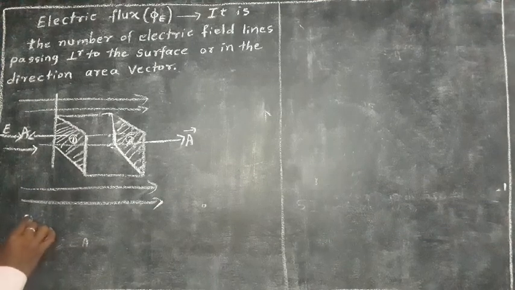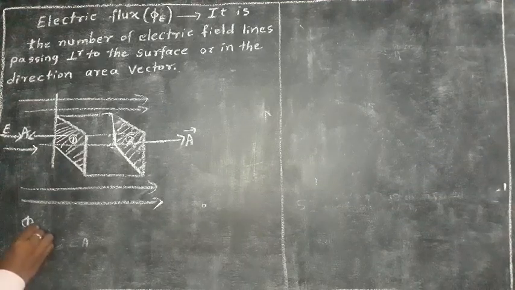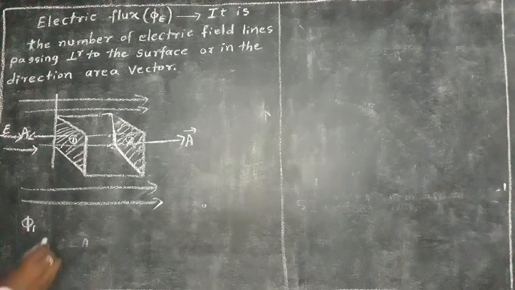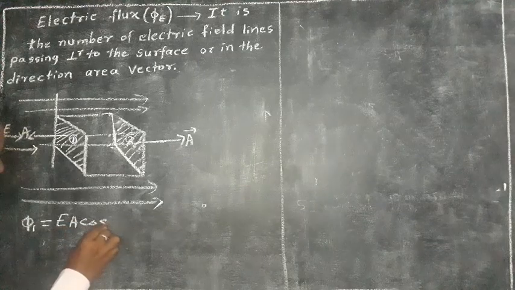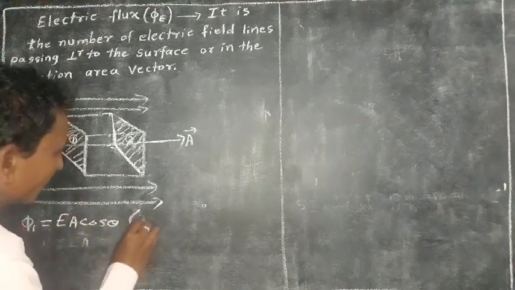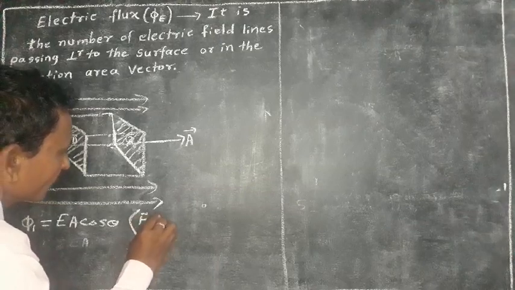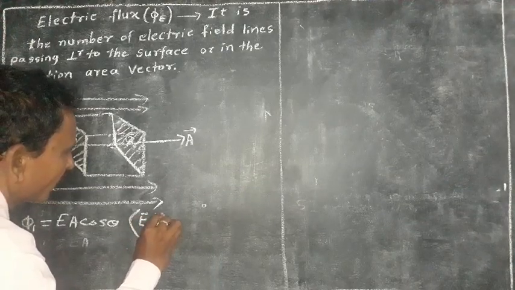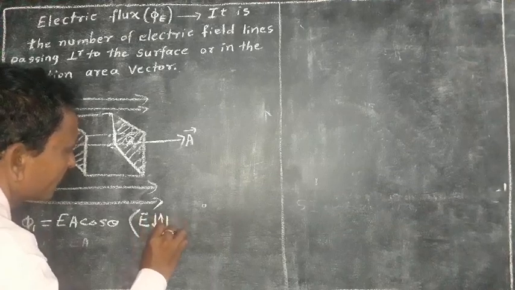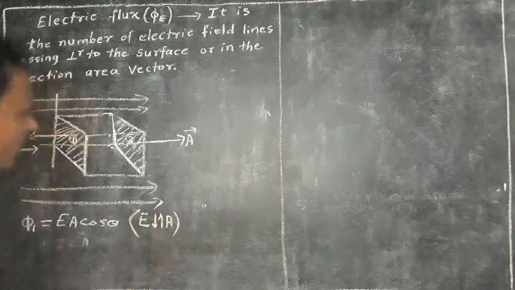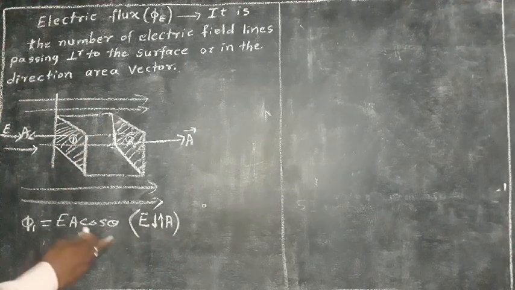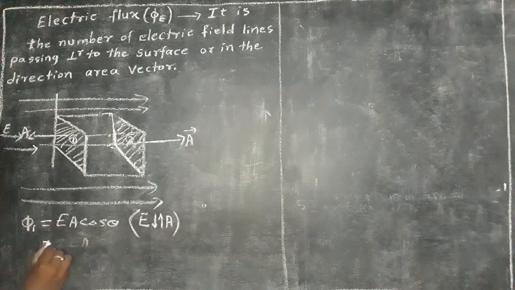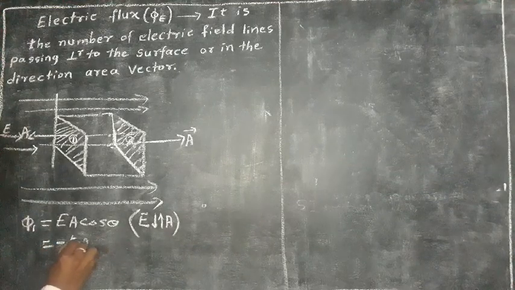Electric flux is given by phi equal to EA cos theta, and phi 1 is the flux through the first surface, so phi 1 equal to EA cos theta. For the first surface, E and A are anti-parallel, or the angle between E and A is 180 degrees. If theta equal to 180, cos 180 equal to minus 1, thus phi 1 equal to minus E times A.